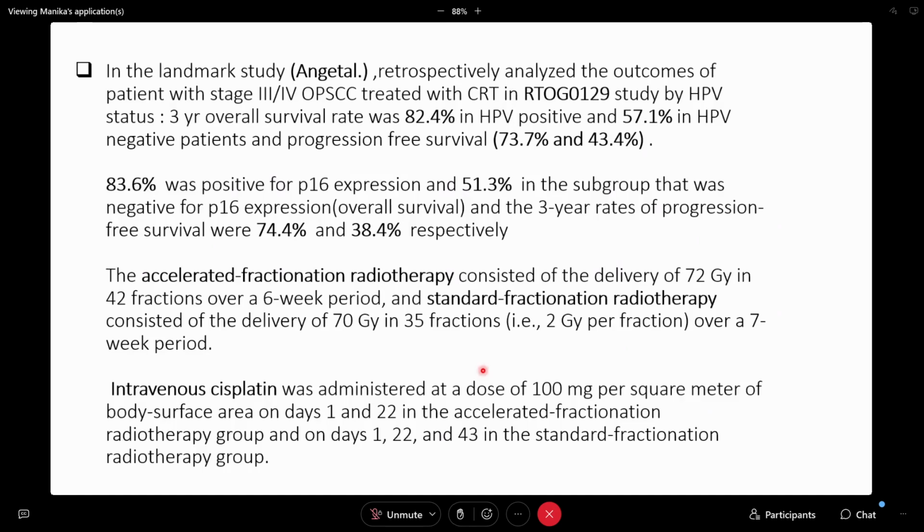And in the landmark study by Ang et al. in 2010, there was a retrospective analysis of outcomes of patients with stage 3 and 4 OPSC treated with CRT in the RTOG 0129 study by HPV status. The 3-year overall survival rate was 82.4% in HPV positive and 57.1% in HPV negative patients. In this study, there were two groups. The patients were randomly divided; in one group, accelerated fractionation radiotherapy was given, and in the other group, standard fractionation radiotherapy was given, with simultaneous administration of cisplatin also.